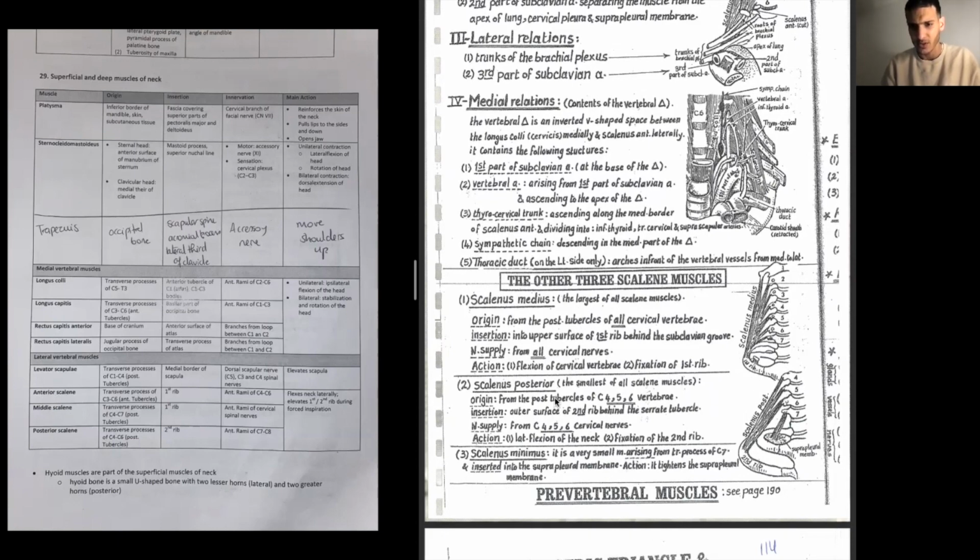Okay, that's the medius. The posterior originates from the posterior tubercles of C4, C5, and C6 vertebrae, right here shown, and inserts on the outer surface of the second rib behind the serrated tubercle. Nerve supply is from the C4, C5, C6 cervical nerves. Action: lateral flexion of the neck and fixation of the second rib. So this is done for the scalene muscles.